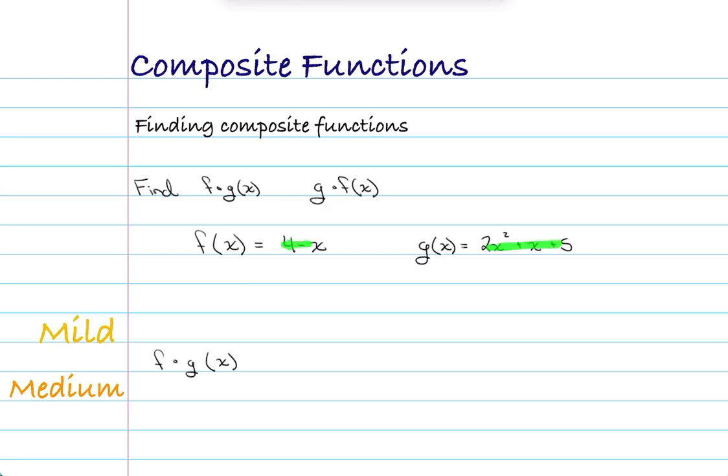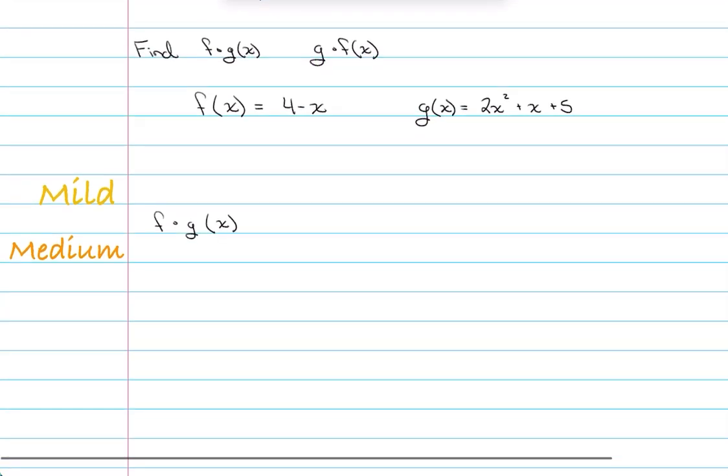Okay? It sounds a little complicated. I promise it's not any more complicated than when you plug a number in. You just have to remember every time you see an x, you're going to plug something else in. So we're going to find f of g of x and g of f of x. These problems are all about mild to medium. It's just making sure you know your rules of algebra so that you can follow simplification.